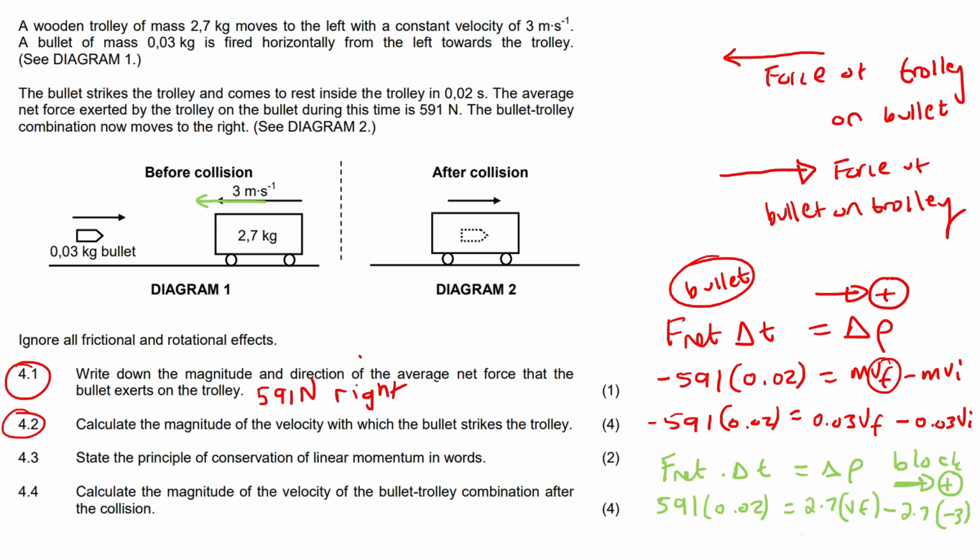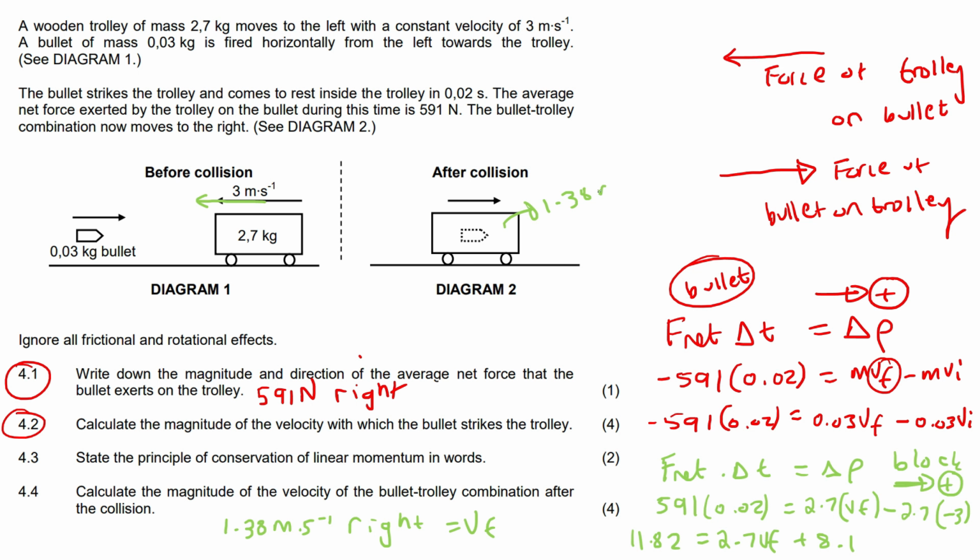So 591 times 0.02 is 11.82, 2.7 VF, and then this part will become a plus 8.1. Okay, now you're just going to get VF by itself, and you should eventually get 1.38. So VF is 1.38 meters per second, and we chose right as positive, and we're getting a positive answer, so that would be right. So that is the velocity of the block and the bullet after the collision.